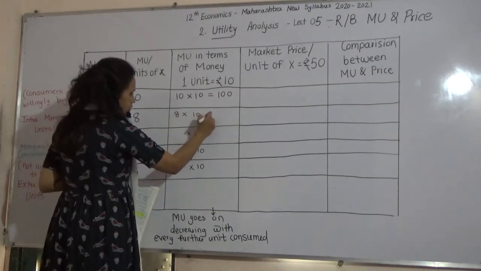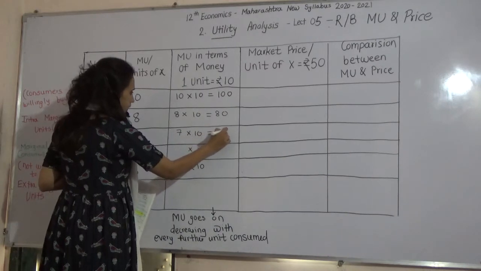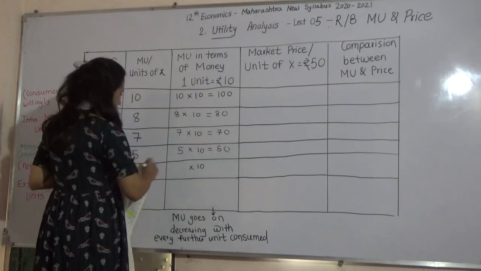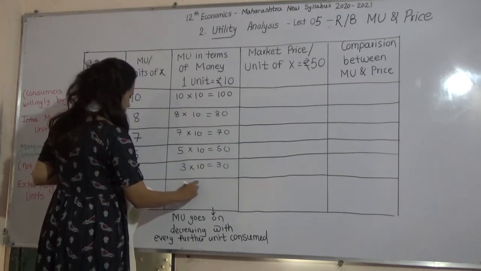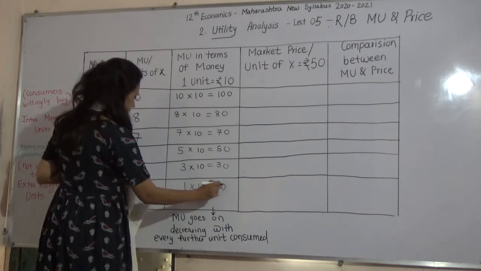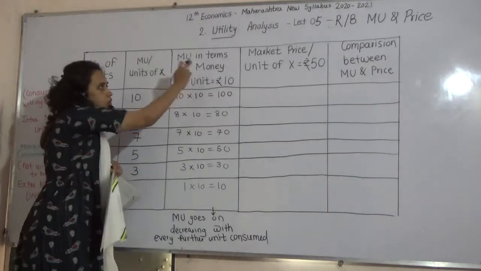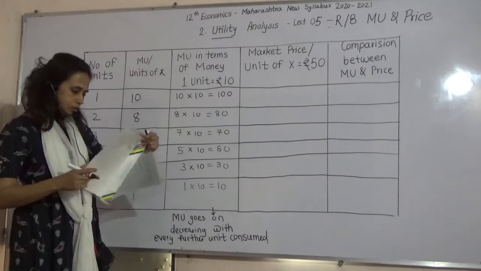8 MU is equal to 80. 7 MU is equal to 70. 5 MU is equal to 50. And 3 MU is equal to 30. And 1 into 10 is 10. Now we have converted MU in terms of money. These figures will help us to take the decision.